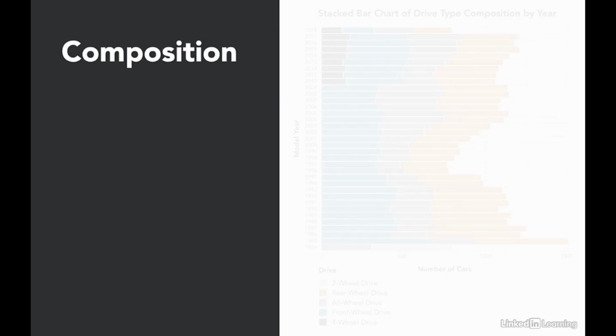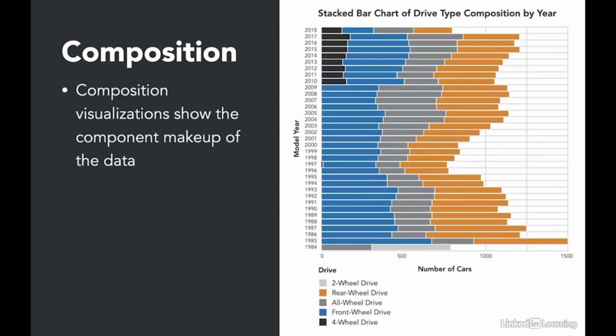A composition visualization shows the component makeup of our data. Stacked bar charts, grouped bar charts, and pie charts are 3 of the most commonly used composition visualizations. Stacked bar charts show how much a subgroup contributes to the whole. For example, based on this stacked bar chart, we can figure out the proportion of vehicles each year that are front-wheel drive, all-wheel drive, and rear-wheel drive within the dataset.